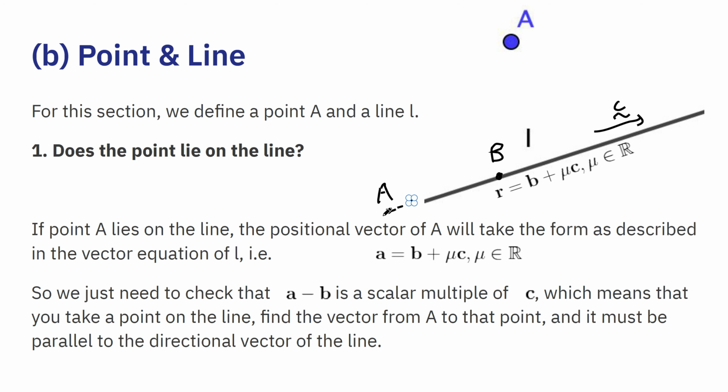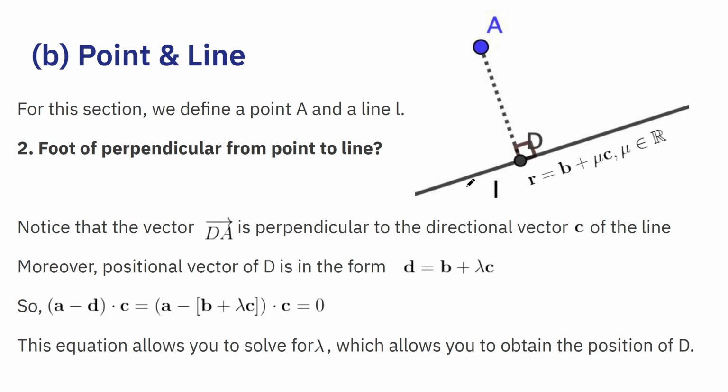So if you can extend the line, it will look like this. Okay, so next, moving on, the next kind of question they can ask us about a point and a line would be the foot of the perpendicular from the point to the line. So same, we define a point A and the line L defined by this vector equation.